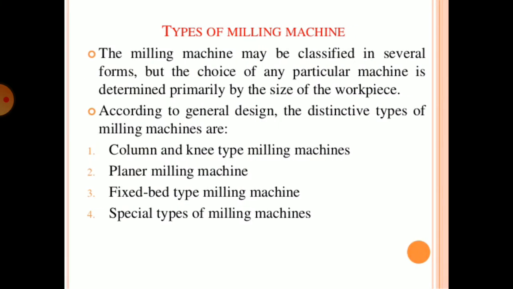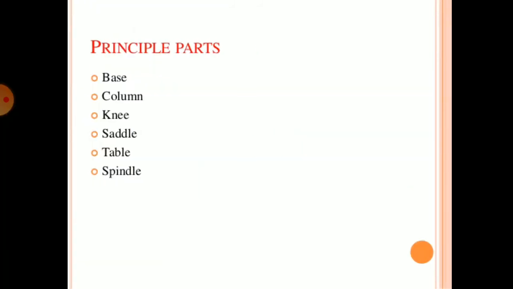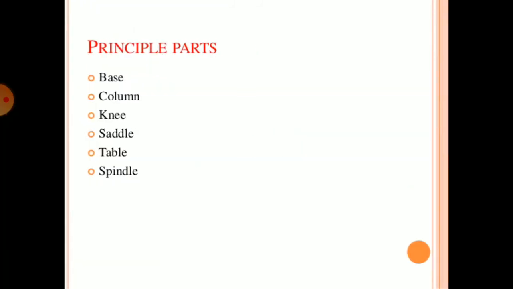Types of milling machines: the milling machine may be classified in several forms, but the choice of any particular machine is determined primarily by the size of the workpiece. So according to general design, the distinctive types of milling machines are column and knee type, planar milling, fixed bed type, and special types of milling machines. Principal parts of a milling machine are base, column, knee, saddle, table, and spindle.